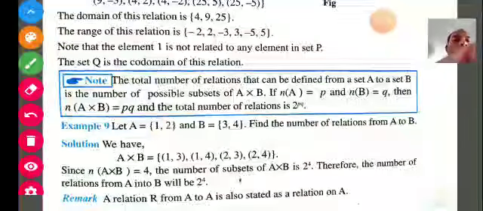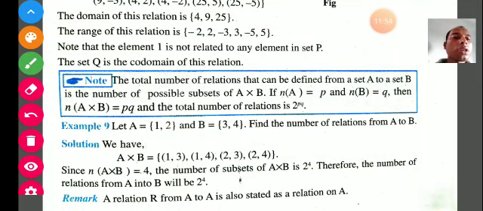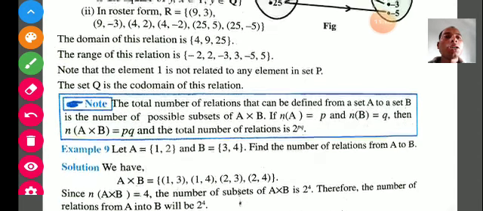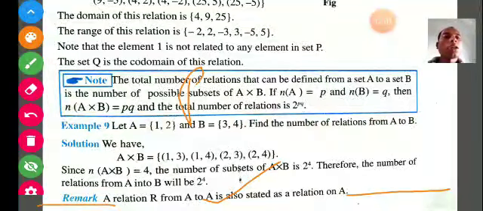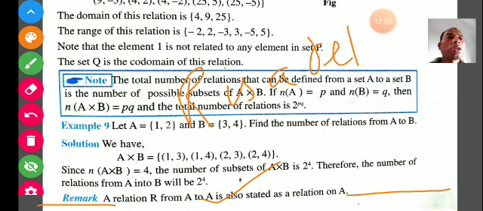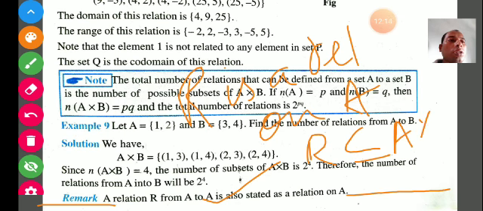A relation R from A to A is stated as a relation on A. So when we say R is a relation on set A, it means R is a subset of A cross A. R is a subset of A cross A, or it is telling that R is a relation on set A.